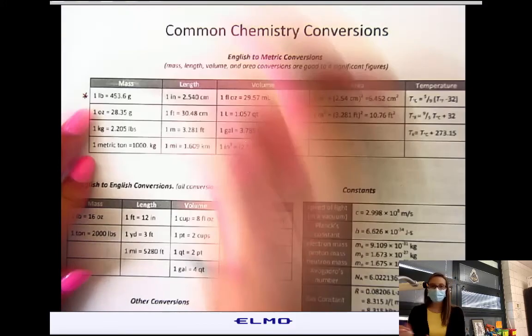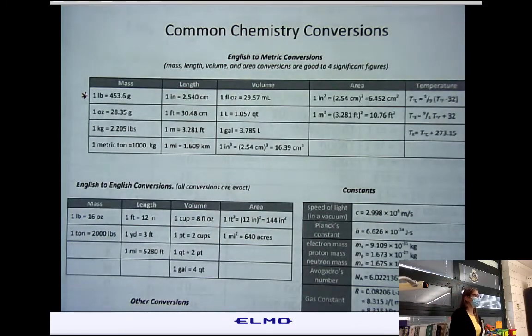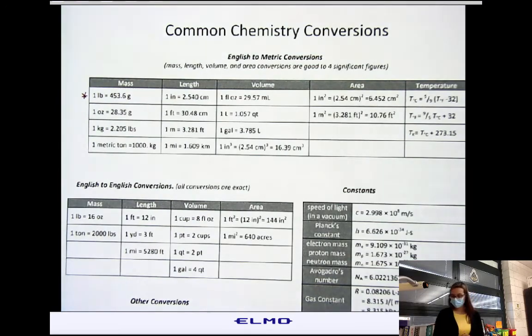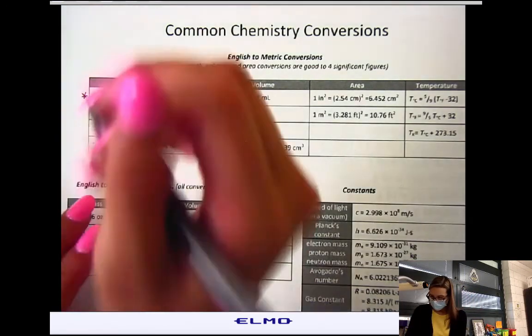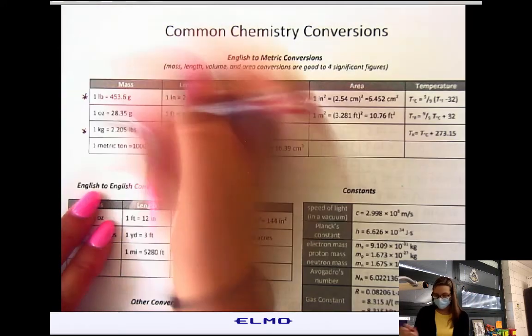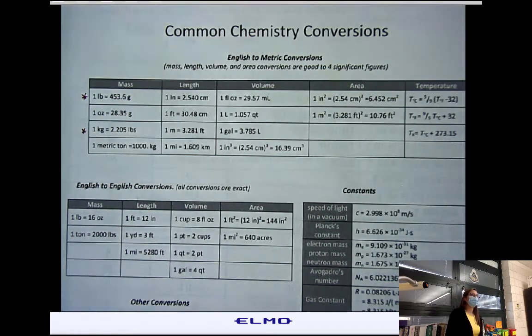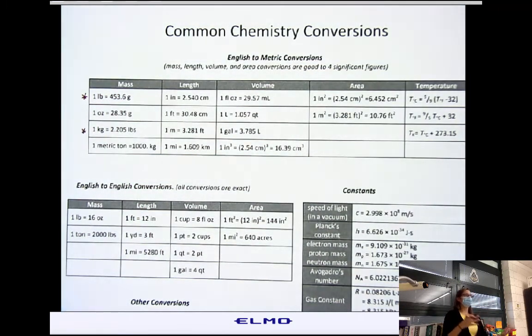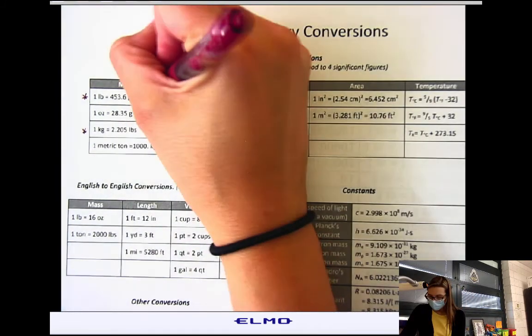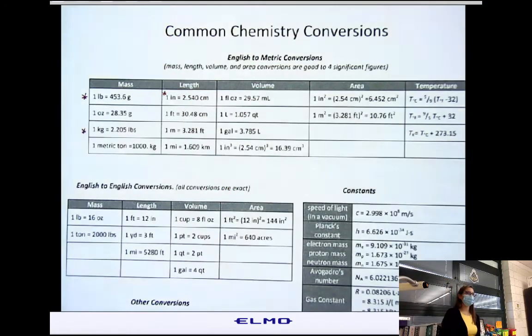So pounds to grams we see often. So you can put a star next to pounds to grams. Sometimes we see 1 kilogram to pounds. Now could you go from pounds to grams to kilograms? Sure, but kilograms to pounds is a quick conversion. 1 inch to 2.54 centimeters. We see that a lot with length.